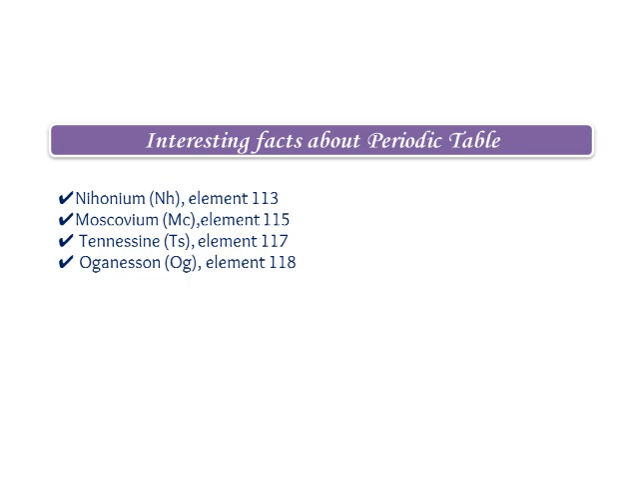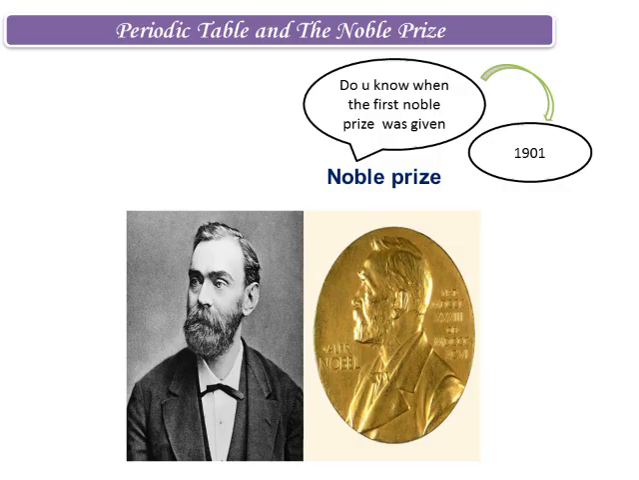Francium, discovered in 1939, was a lost element that was the last discovered in nature. The periodic table and the Nobel Prize. Do you know when the first Nobel Prize was given? In 1901. Sir William Ramsay and Lord Rayleigh were awarded the Nobel Prize in 1904 for discovering the inert gas elements in air and determining their place in the periodic system.